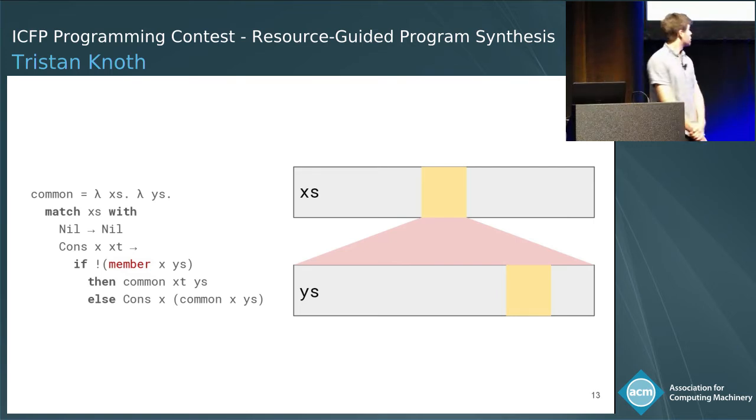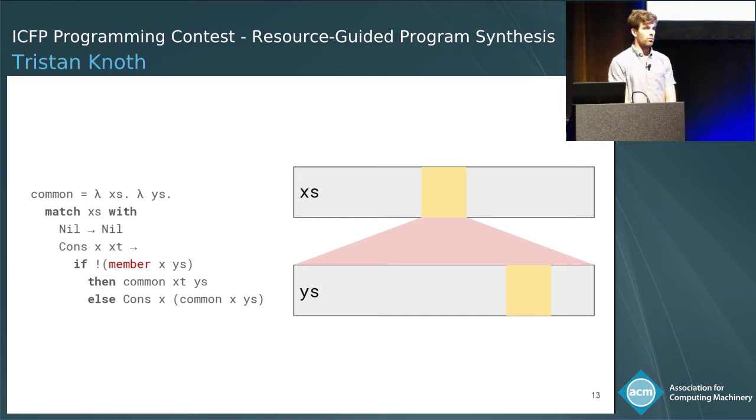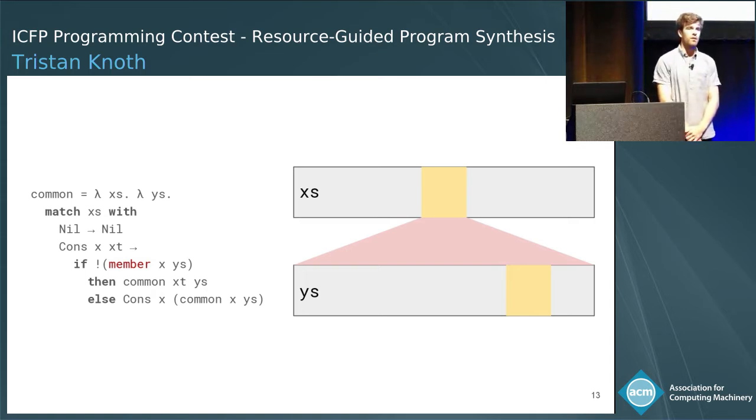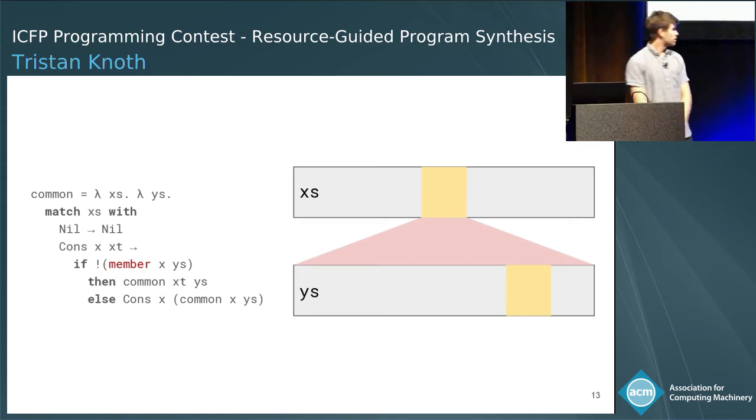However, it is possible to use the fact that the input lists are sorted and write a linear time implementation that never calls member. The implementation here iterates through both lists simultaneously, comparing the heads of the lists in order to figure out whether or not it could possibly be in the intersection. So ideally, Synquid would somehow be able to reason about the algorithm's performance and find faster implementations like this one whenever possible.